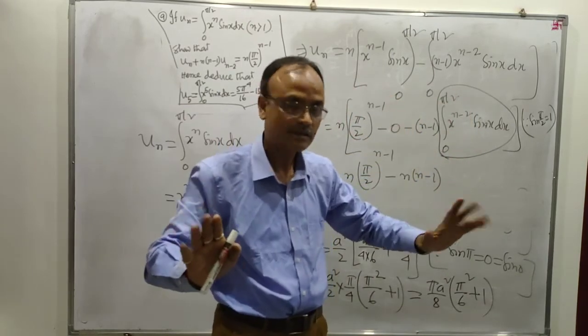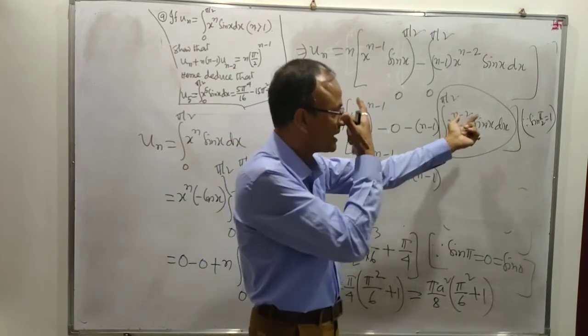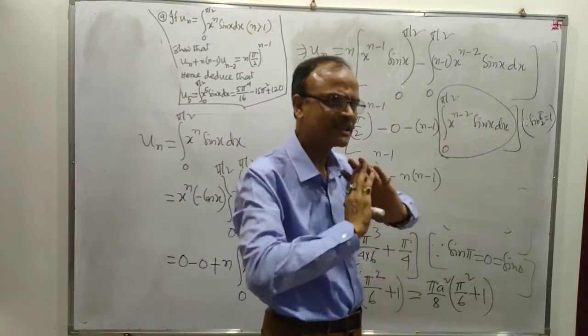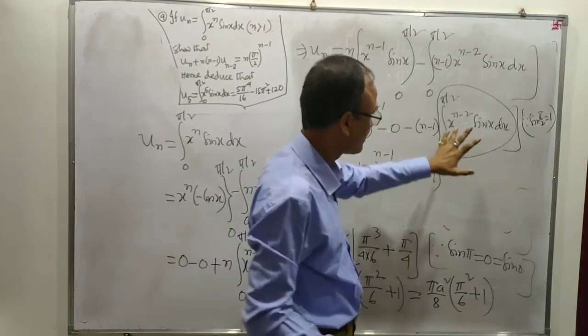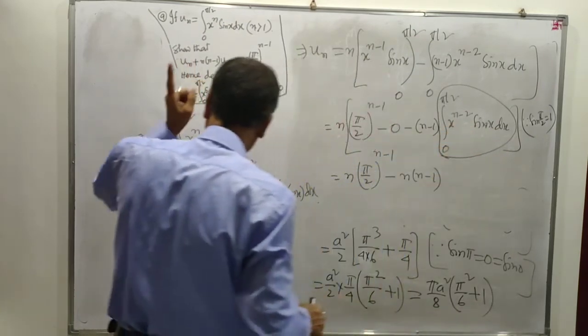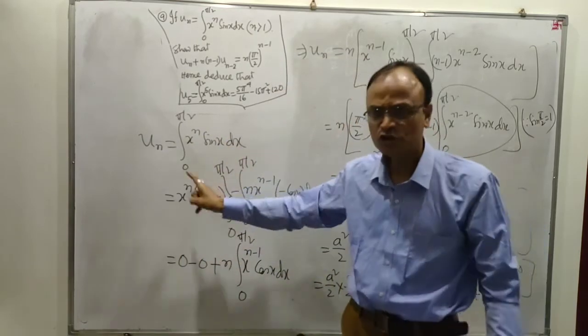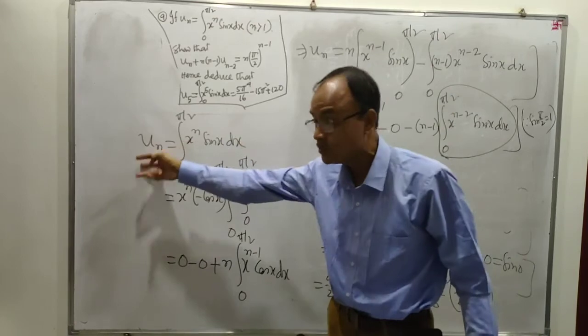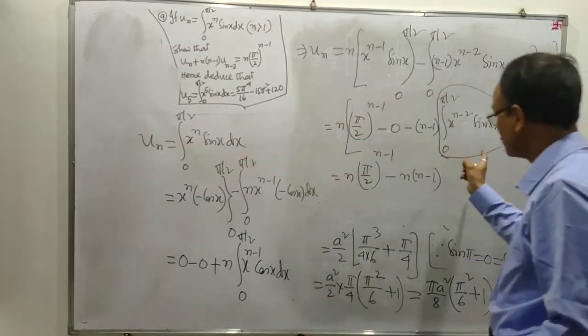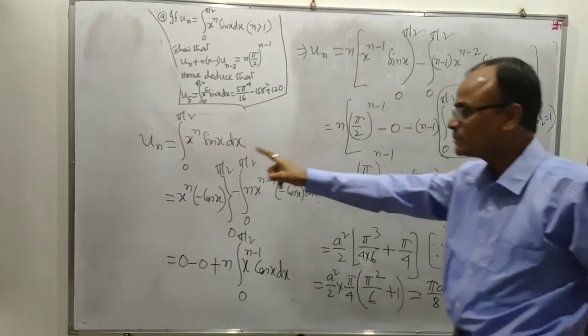For n, here it is n minus 2. Other terms are as usual. Therefore, if we denote integration 0 to pi by 2 x to the power n sin x dx by un, what is this? It must be un minus 2.